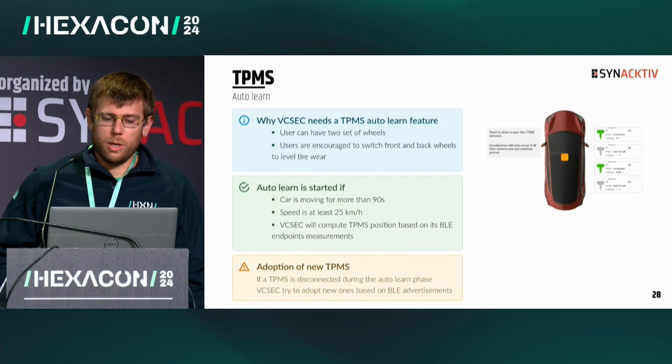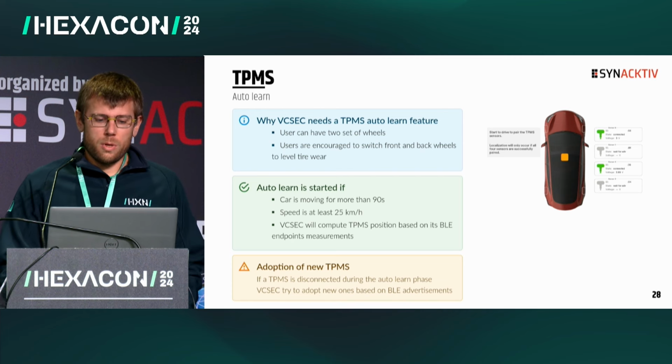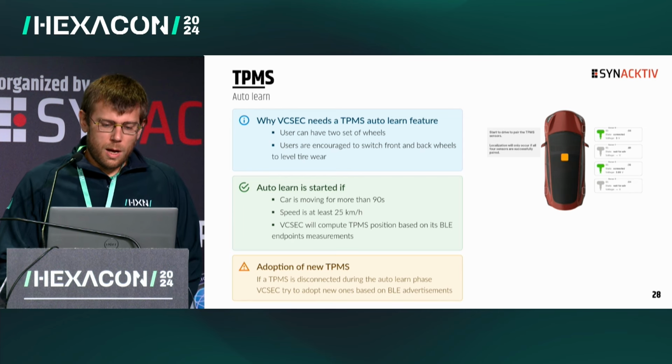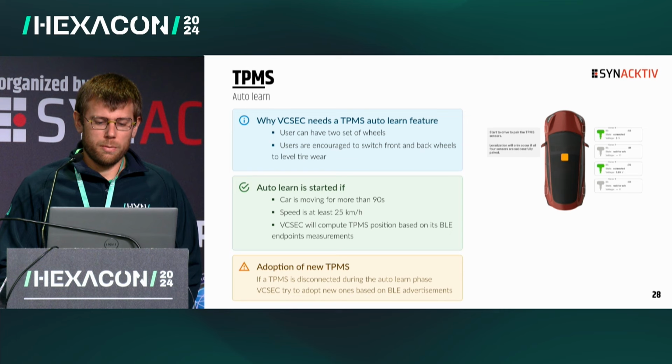The car needs a way to adopt or relocate sensors because the user can have two sets of wheels, for example, and users are encouraged to switch the front and the back wheels. So there is an auto-learn mechanism that is run after 90 seconds when the car is moving. As the car has multiple endpoints, it can locate the TPMS position. And if a sensor is not connected during the auto-learn phase, VCSEC tries to adopt a new sensor.